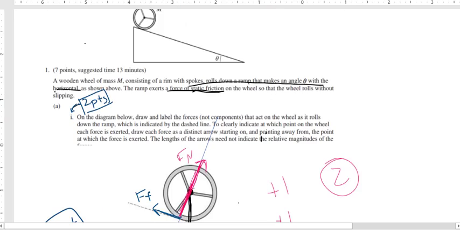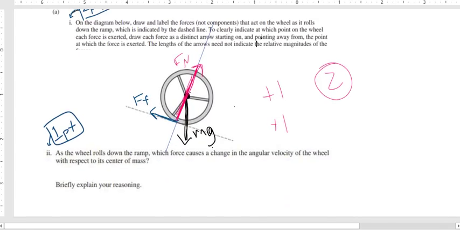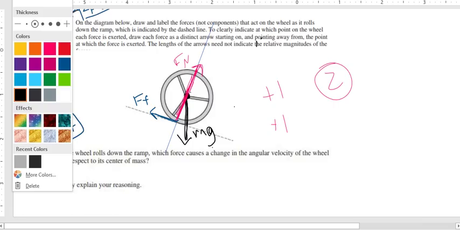Well, when you're changing something's angular momentum, you need to change its angular speed or angular velocity. Oh, it says the change in angular velocity. What's making the wheel roll? It told you. But here's what they do that's mean.